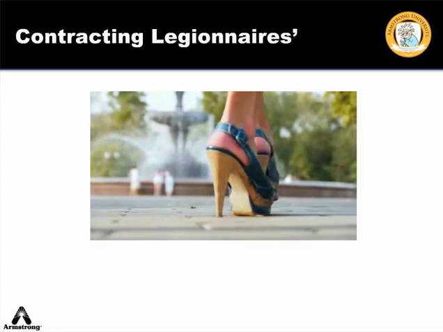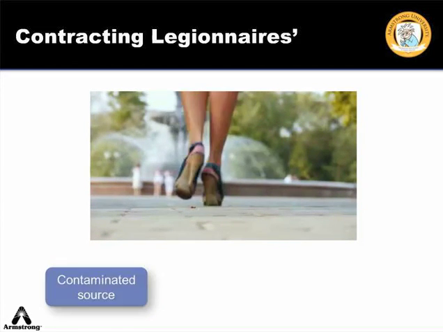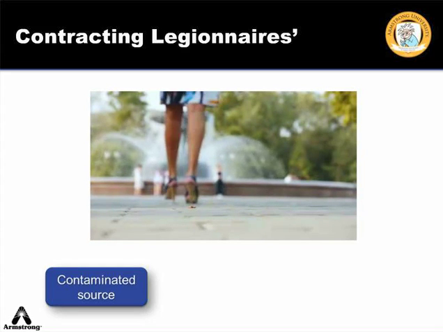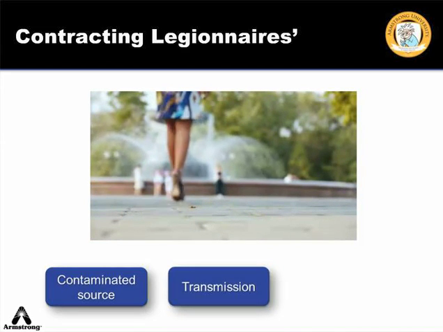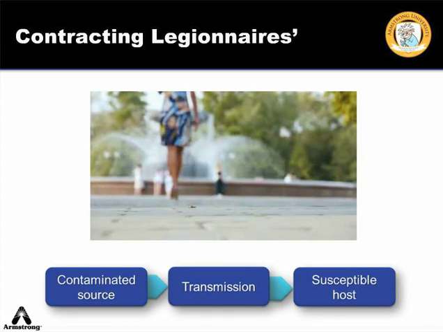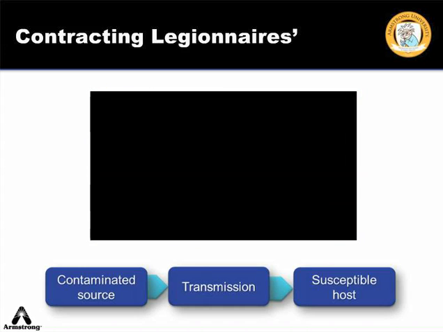So how does someone contract Legionnaires' disease? In all cases, there is a contaminated source of some kind. In this example, a decorative fountain. The bacteria becomes airborne in the mist through evaporation and is transmitted from the source to the susceptible host through inhalation, where their lungs become the next point of colonization for the bacteria.